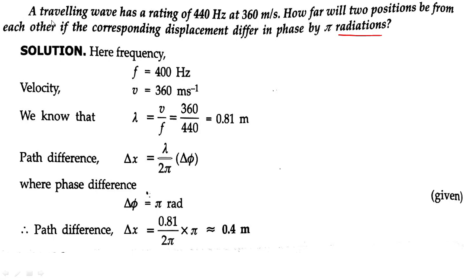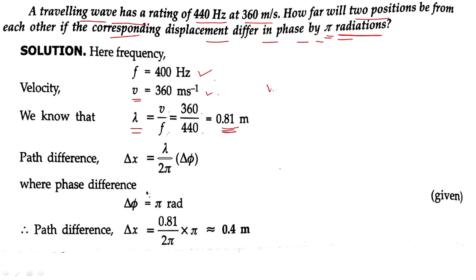So first question: a traveling wave has a frequency of 440 Hz at 360 meter per second. How far will two positions be from each other if the corresponding displacements differ in phase by pi radian? That is not radiation, that is pi radian. So what is given in the question? f is the frequency, 440 Hz, and the velocity v is equal to 360 meter per second. By using these two we can find lambda, the wavelength, equal to velocity by frequency. So 360 by 440 is equal to 0.81 meter.